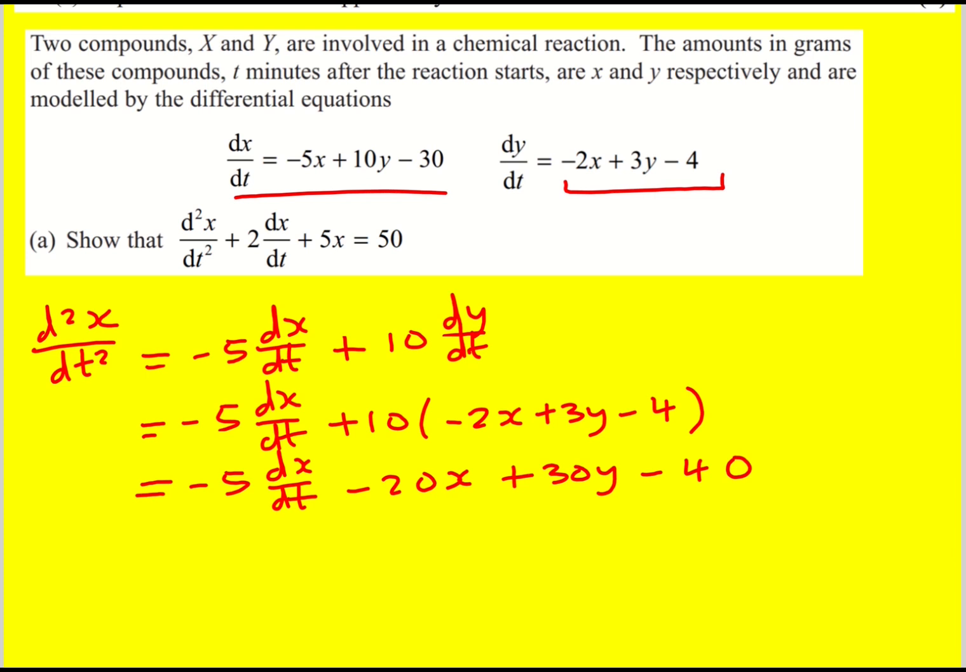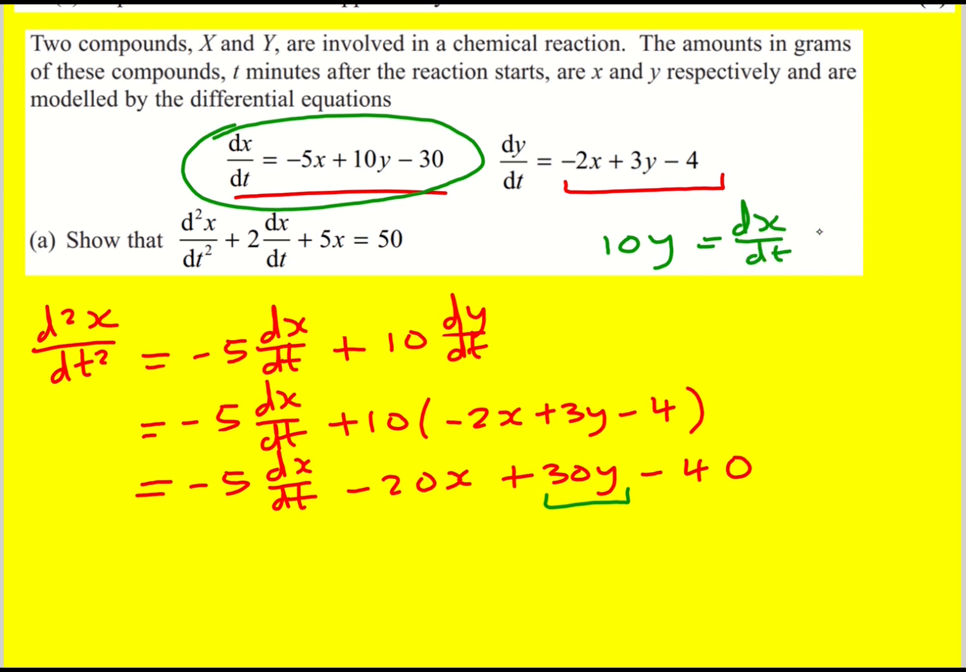So now I want to get rid of my y. But how to do that? What I can do is return to here and write 10y equal to dx by dt plus 5x, then plus 30. I just rearranged it. And that means 30y is going to be 3 dx by dt plus 15x plus 90.